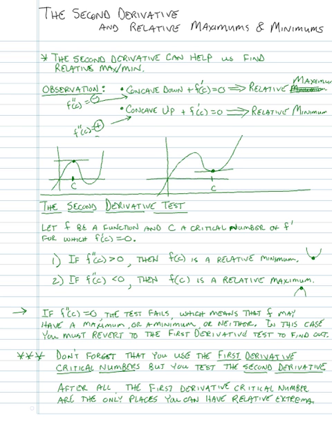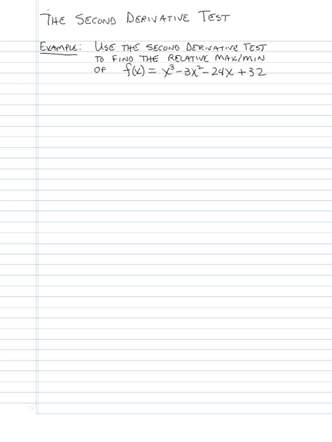Let's now look at an application of this, how we actually put it to use when we have a real problem. Okay, here's how we use the second derivative test to find relative maximums and minimums. Remember, first we need critical numbers of the first derivative.